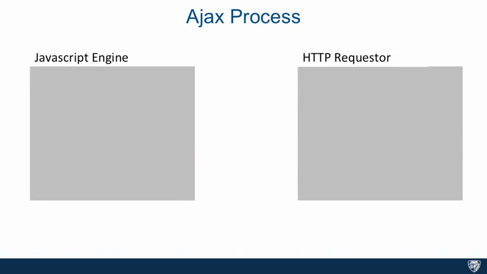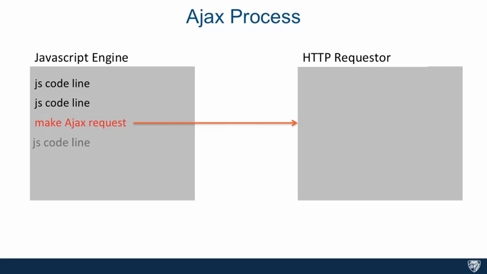So armed with this knowledge, let's take a look at the Ajax process. So we have the JavaScript engine and we have this HTTP requester component. And the JavaScript engine is going to have some JavaScript line of code being executed, then another JavaScript line of code being executed, and then finally it comes to a JavaScript line that executes an Ajax request. So what happens at that point? Well, at that point, the Ajax request uses a special JavaScript object to reach out to the HTTP requester component. And notice what I'm indicating here on the slide is that the next line of JavaScript code executes right away. The response of the HTTP requester is not waited on.